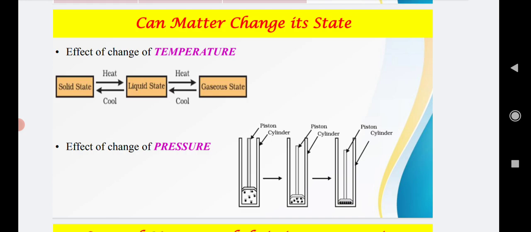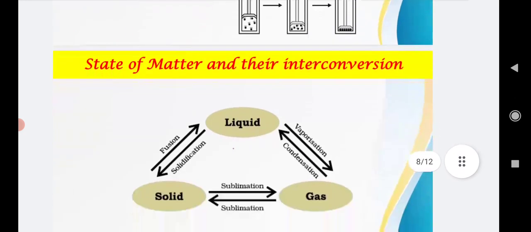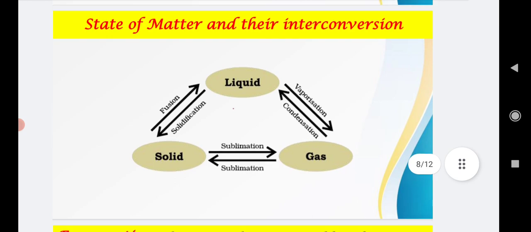Okay, so let's move on to the next slide. Interconversion of the states of matter. There are three states of matter: solid, liquid and gas. When you convert solid into liquid, it is called fusion. When you convert liquid into gas, it is called evaporation or vaporization. When you convert gas into solid, it is called sublimation. So there are six possible conversions.